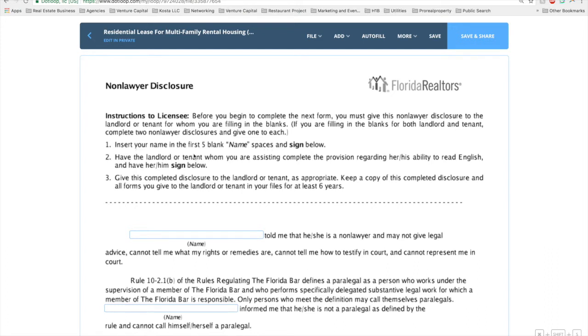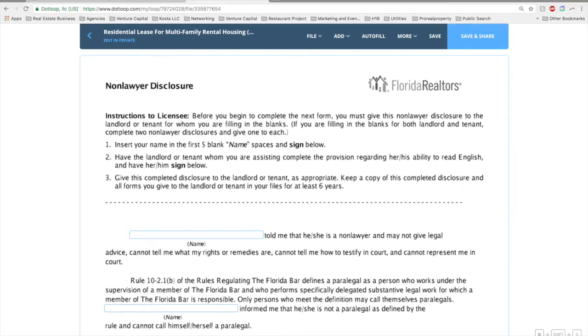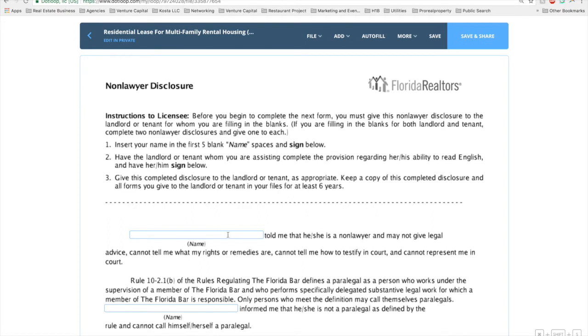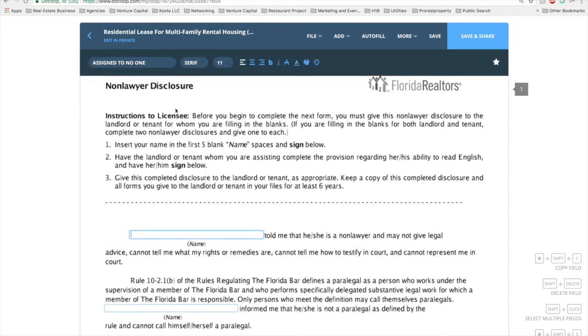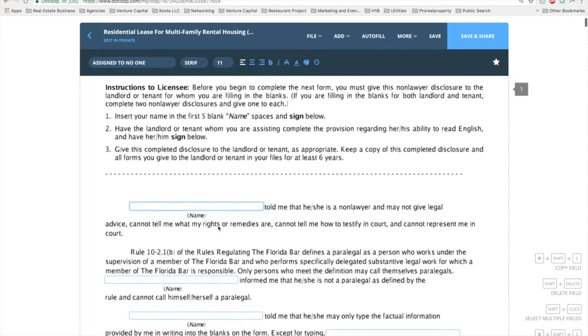Insert your name in the first 5 blank name spaces and sign below. Have the landlord or tenant whom you are assisting complete a provision regarding his ability to read English, and have him sign below. Give this completed disclosure to the landlord or tenant as appropriate. Keep a copy of this completed disclosure and all forms you give to the landlord or tenant in your files for at least 6 years. So again, according to the instructions to us, to licensees, we need to put our names everywhere on this page. So I put my name down.